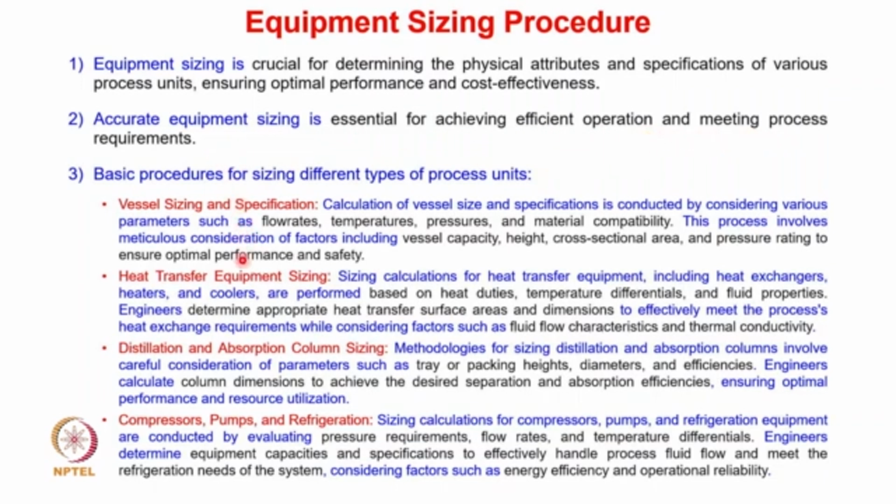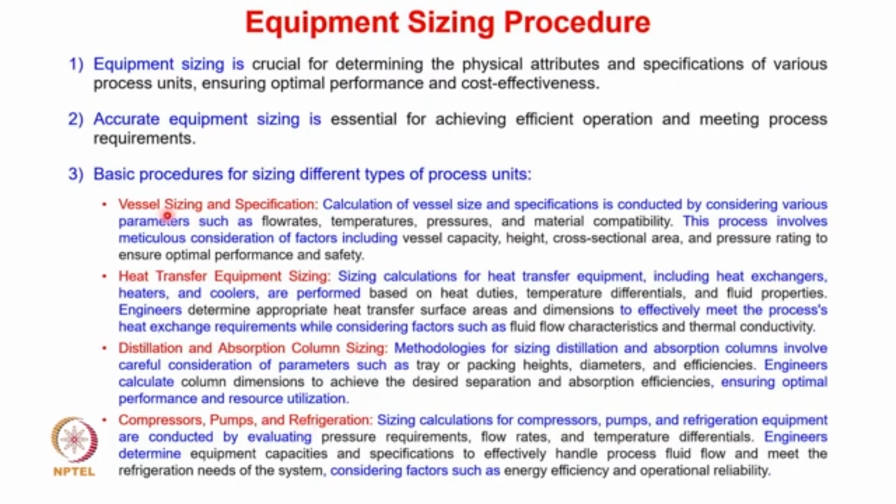There are four different types of sizing which are primarily taken into consideration. The first one is vessel sizing and specification. The second one is heat transfer equipment sizing, then distillation and absorption column sizing, and finally the sizing of compressors, pumps and refrigeration. Each of these four types of sizing and specification we are going to look at in a little more detail.